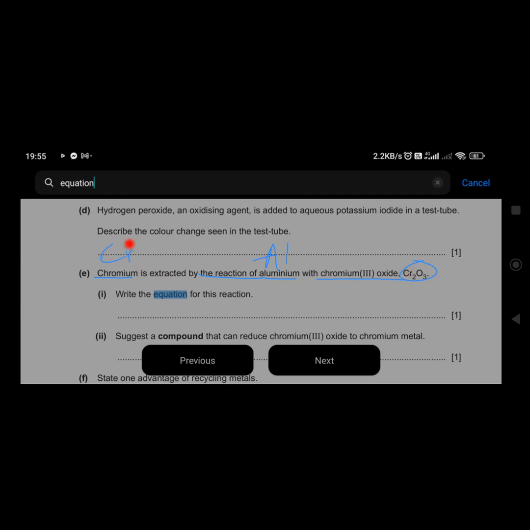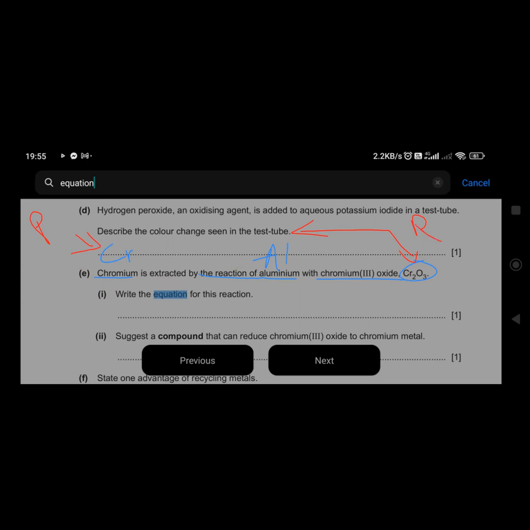That means chromium has been taken from chromium oxide, right? Using aluminium. So what should be the reaction? Now the point is, some of you have problems in understanding. That's the case. So these two are the reactants. In this case, you identify that this is one product. This is one product. If you have another product, you have to decide that as well.